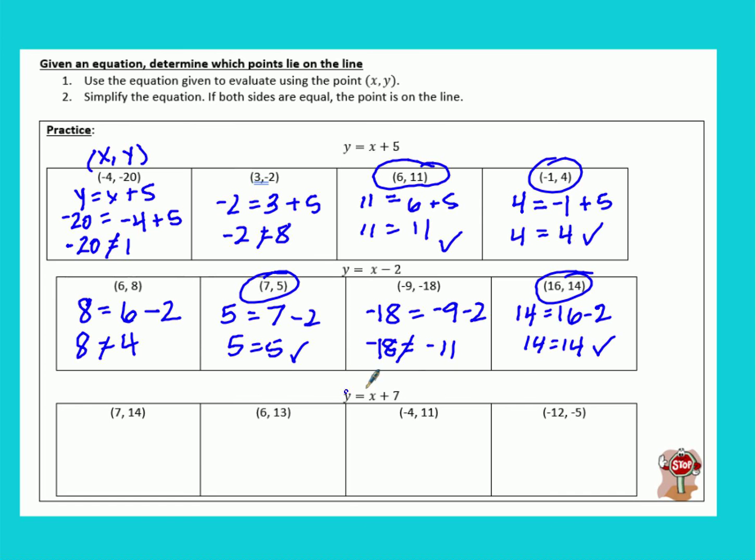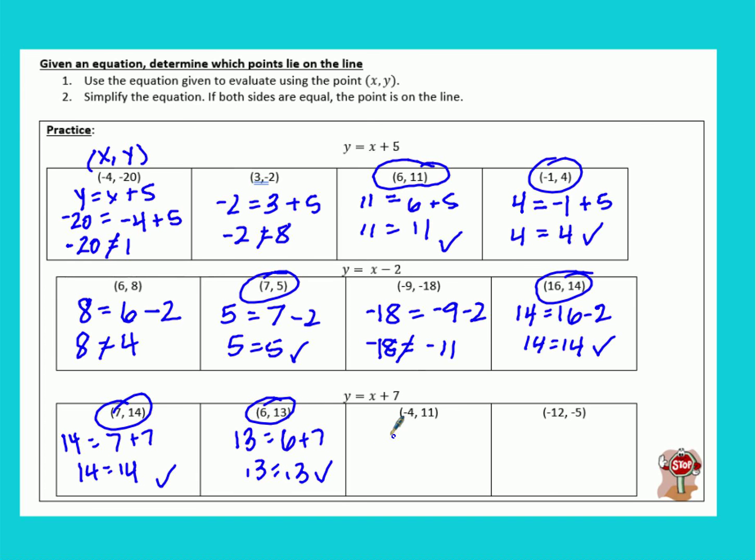In our last example, we have y equals x plus 7. So we plug in all of our values. 14 should equal 7 plus 7. 7 plus 7 is 14, so this is true. We have 13 should equal 6 plus 7. And 6 plus 7 is 13, so this is also true. 11 should equal -4 plus 7. And -4 plus 7 is 3, so this is not true. And -5 should equal -12 plus 7, and -5 equals -5, which is true. So this is a point on our line as well. So you just have to plug in your x and y values and evaluate it just as we did when we saw our slope rules.